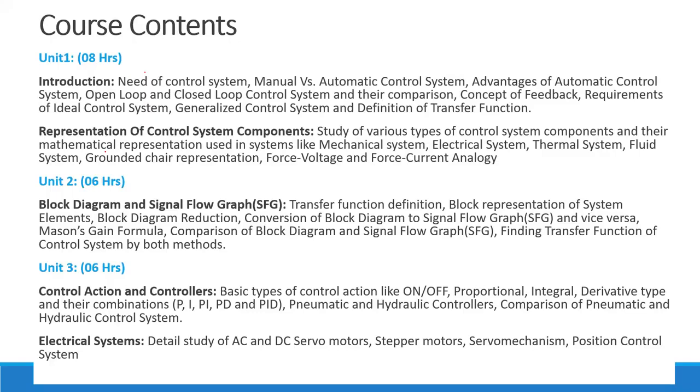Then in second unit we will be studying the block diagram and signal flow graph, that is SFG. In that we will be using transfer function. Then we will be using block representation of system elements, and how to reduce these blocks, how to convert these blocks to SFG, and vice versa. And the most important part that we are going to study in this unit is your Mason's gain formula, and this will be very important as far as your examination is concerned.